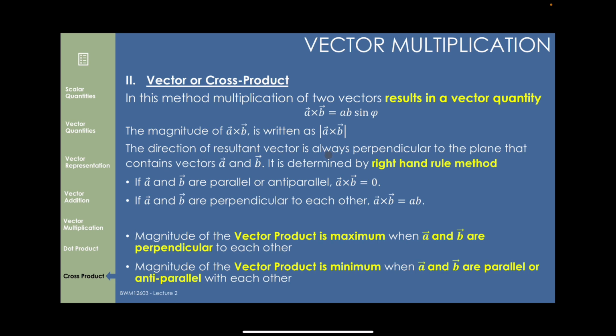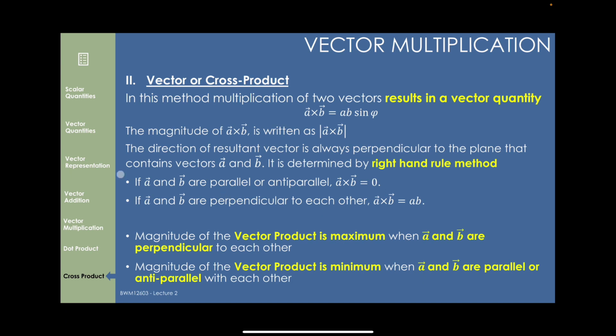The direction of the resultant vector is always perpendicular to the plane of the vectors that are being multiplied. That means the resultant vector of this cross product will be in the direction perpendicular to a and b, and the direction is determined by the right hand rule. So if you are multiplying a with b, you curl the fingers of your right hand from a towards b, and the direction of the thumb will tell you the direction of the resultant vector. I will show you in the next slide.